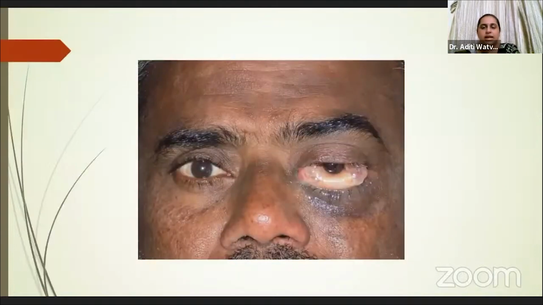So this patient actually came with sudden chemosis. He had a history of a coconut falling on his head some 2-3 days back.